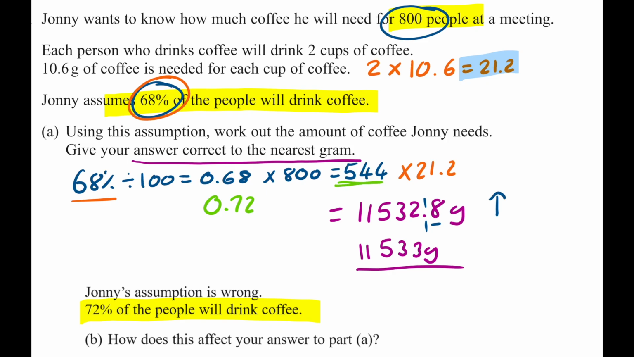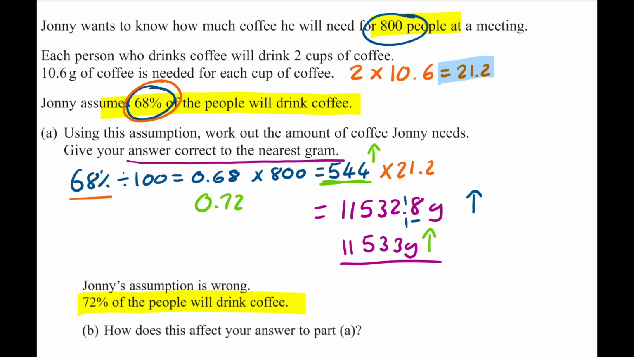That then means that more people would drink coffee, so rather than 544, it would be higher, and if more people are drinking coffee, then more coffee is going to be used. So the amount of coffee that he would need, that 11,533 grams, is lower than it would actually be. So it would affect our answer because more people will drink coffee, he will need more coffee in total.